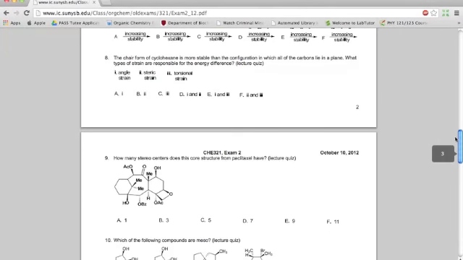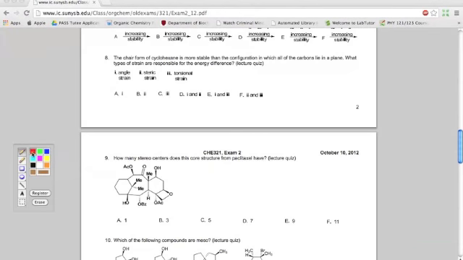Okay, so this again is something that you would write on your card. And the reason why you draw a cyclohexane in the chair conformation is because you want to get rid of that angle strain. You want to get rid of the angle strain and also the torsional strain.